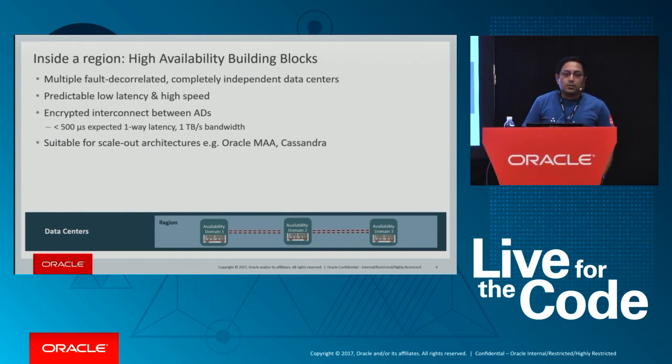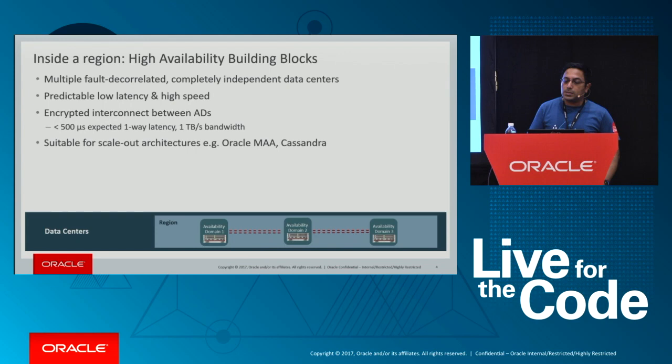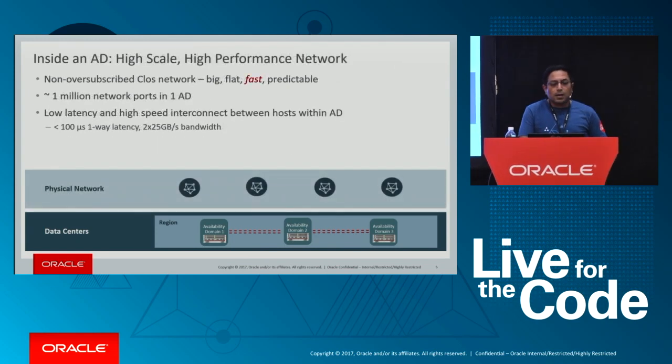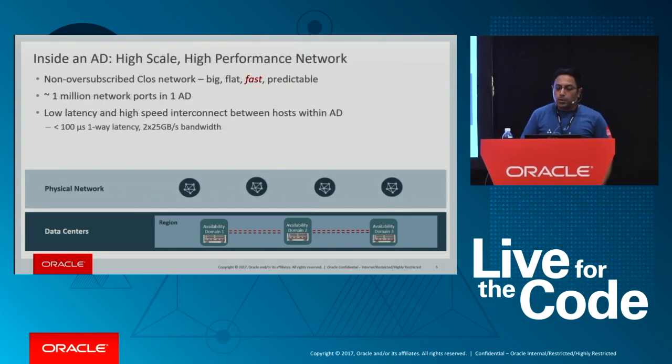The ADs are wired over private dark fiber, and there's very little latency between them. So usually, between the ADs, there is one-way latency of less than 500 microseconds. And this makes the Oracle Cloud Infrastructure quite suitable for scale-out, fault-tolerant architectures like Oracle MAA or Cassandra, these kinds of systems.